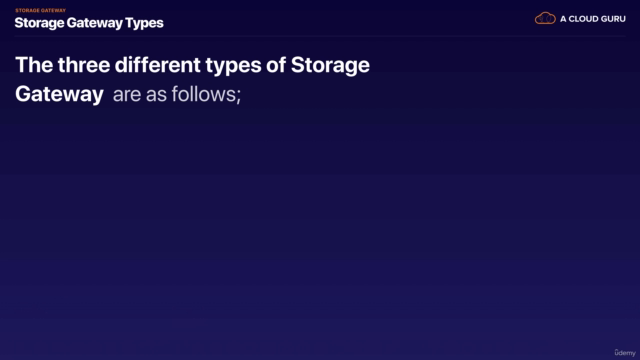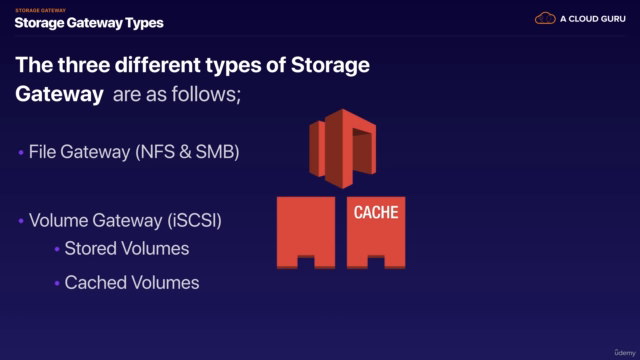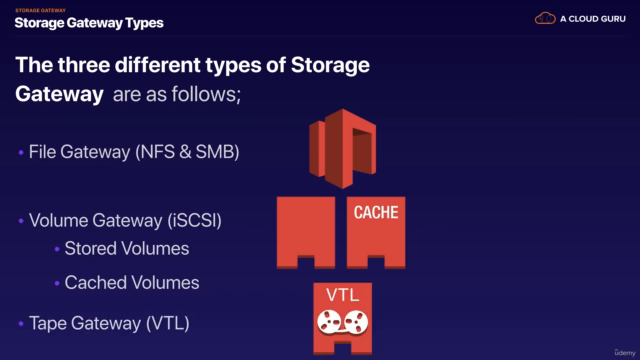So Storage Gateway comes in effectively 3 different flavors, and they are as follows. So we have our File Gateway, and this is either NFS or SMB. We then have our Volume Gateway. This is using iSCSI. So File Gateway is basically a way of storing files in S3, whereas Volume Gateway is a way of storing basically copies of your hard disk drives or virtual hard disk drives in S3. And there's 2 different types of Volume Gateway. You've got your stored volumes, and then you've also got your cached volumes as well. And then finally we have Tape Gateway, and this is a virtual tape library. So let's go ahead and have a look at all of them.